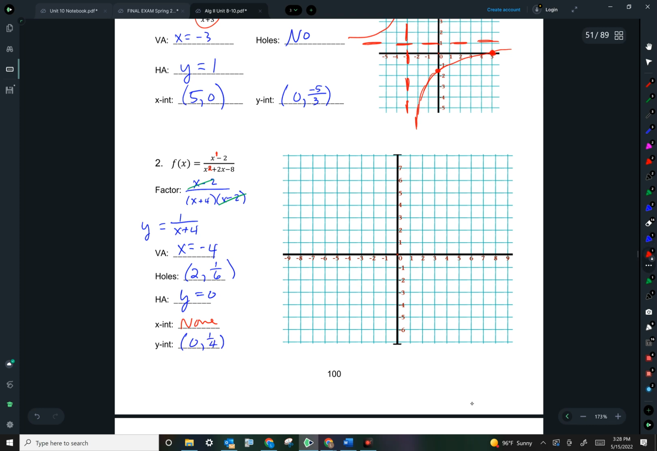All right, so let's put it all on. I've got a vertical at -4. Okay. I've got a horizontal at 0. So make sure you show it right there on the x-axis. I have a hole at 2, 1/6. So 2, 1/6 will be just barely above the asymptote. So show a little hole there. It's not a point, it's like an open circle. And then I have a y-intercept at 1/4, so like right in here somewhere.